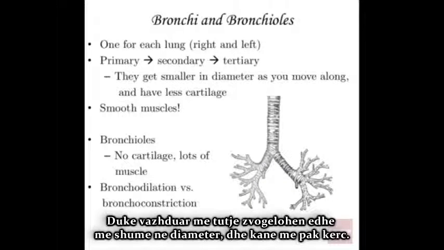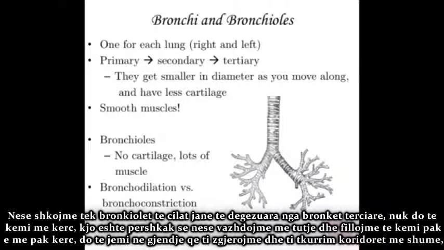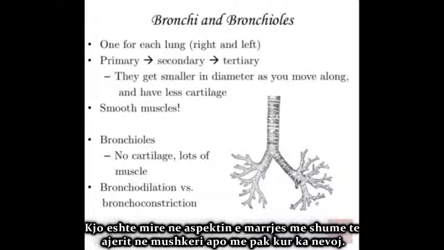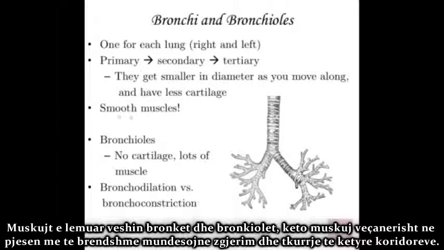And they do get smaller in diameter as you move along, and they have less and less cartilage. By the time you get to what are called the bronchioles, which are branching off of all of these tertiary bronchi, you're not going to have any cartilage at all. And the purpose of that is as you get less and less cartilage, you're able to expand and contract those passageways more. The cartilage isn't inhibiting it. And that's good in terms of getting more air or less air into your lungs when the need is there. And yes, smooth muscles are lining the bronchi and bronchioles.